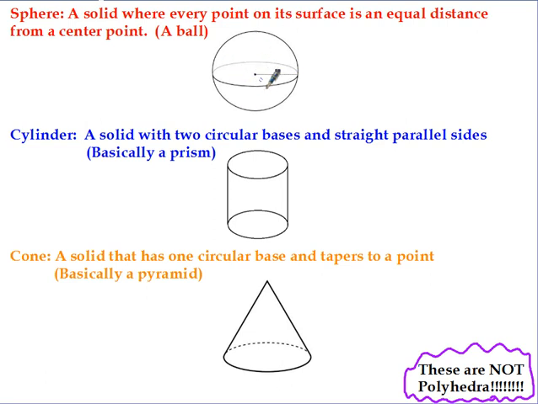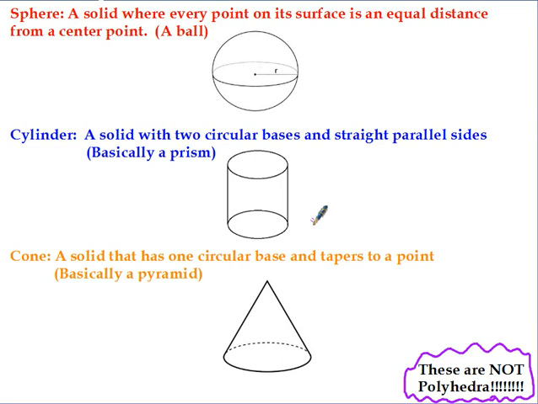Now a cylinder is basically a prism, okay? It has two circle bases and the sides are parallel. It would connect them. And if I were to cut this in half or cut it anywhere along here, those would all be circles that look exactly the same. So it looks like a prism and it acts like a prism, and you'll see when we do our formulas, it's the same formula as the prism, but it's not technically a prism because it has curves.